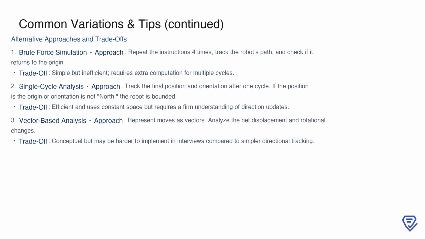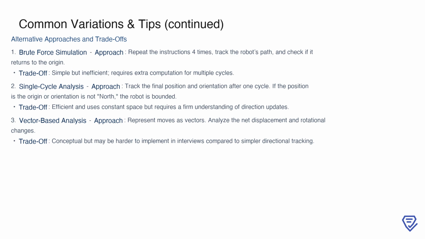Let's consider some alternative approaches and their trade-offs. The brute force simulation approach involves repeating the instructions 4 times, tracking the robot's path, and checking if it returns to the origin. This method is straightforward and easy to implement, but it's computationally inefficient since it processes multiple cycles unnecessarily. A more efficient strategy is single-cycle analysis, where you evaluate the robot's final position and orientation after just one cycle. If the robot ends at the origin or its orientation changes from north, you can conclude it's bounded. This method uses constant space and avoids unnecessary computations, though it requires a solid understanding of how to update directions.